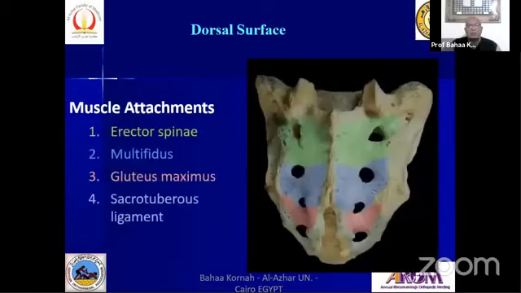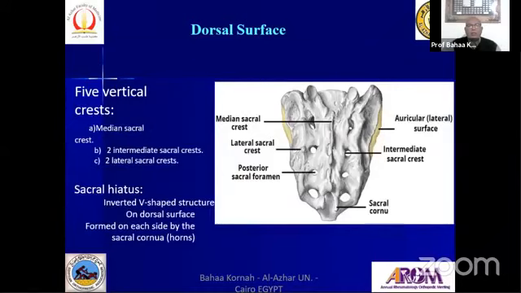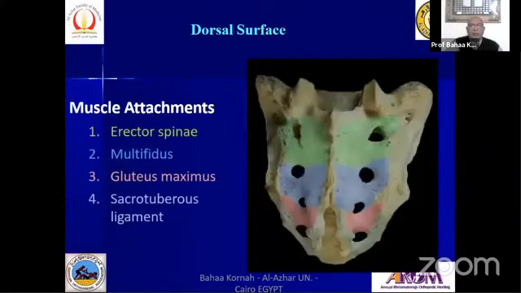There are five vertical crests: the median crest, which is prominent, the two intermediate sacral crests, and the two lateral sacral crests. The sacral hiatus is an inverted V-shaped structure in the dorsal surface, formed on each side by the sacral cornu. The muscles attached to this surface are the erector spinae, multifidus, the gluteus maximus, and the sacrotuberous ligament.